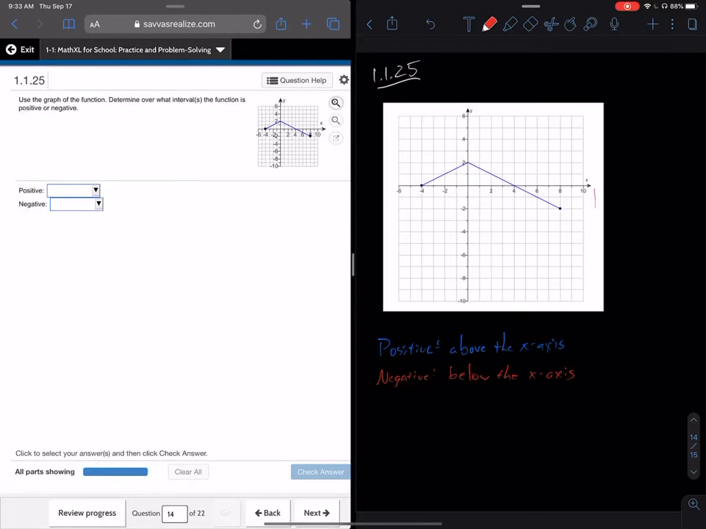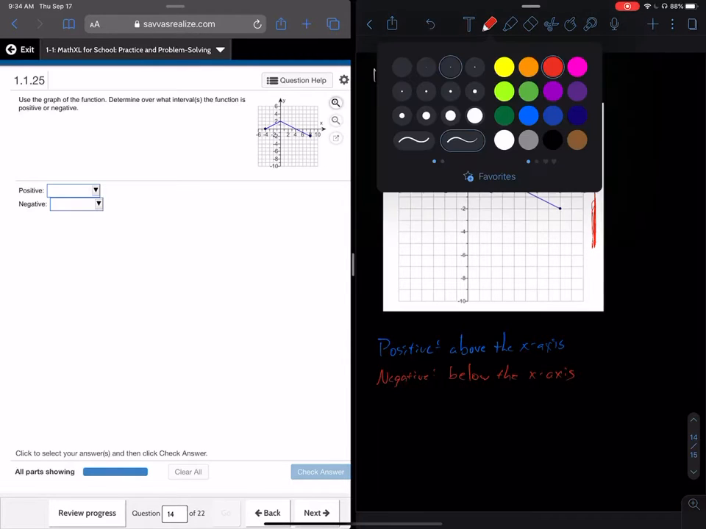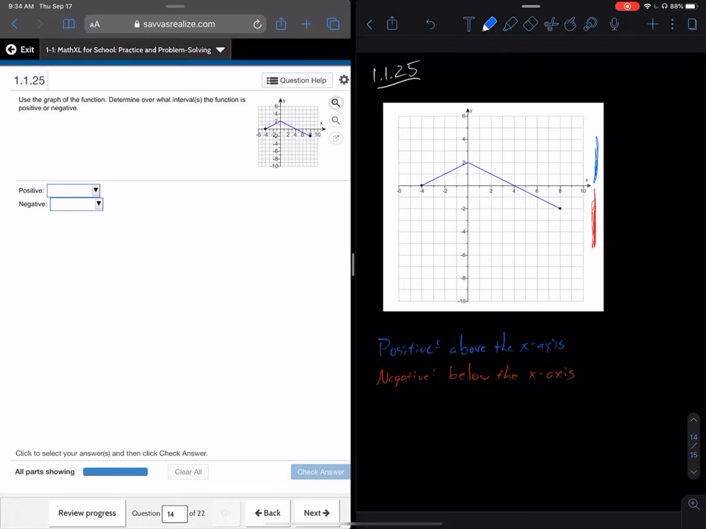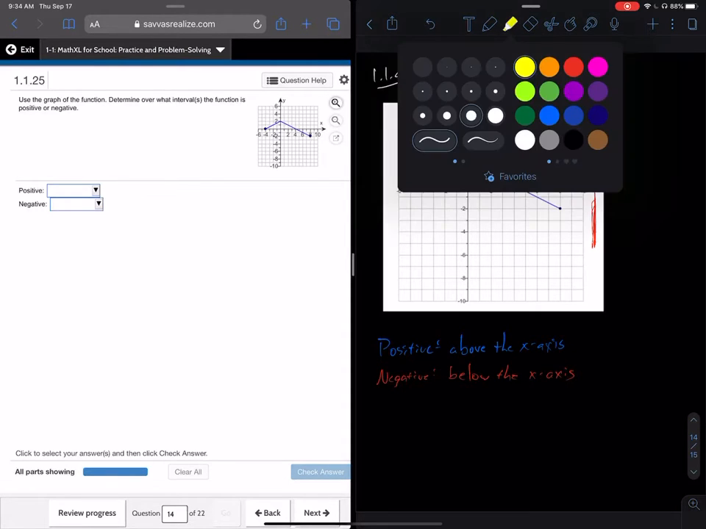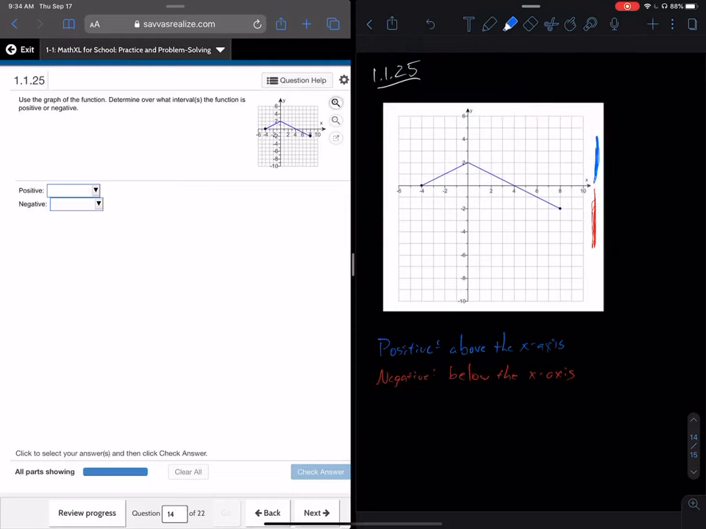So anything below here, this range is going to be negative, and anything above on this end is going to be positive. So if I take a look at my graph, from -4 to 0 here, and then continuing to 4, even though it's decreasing, the graph is still positive because it's still above the x-axis.